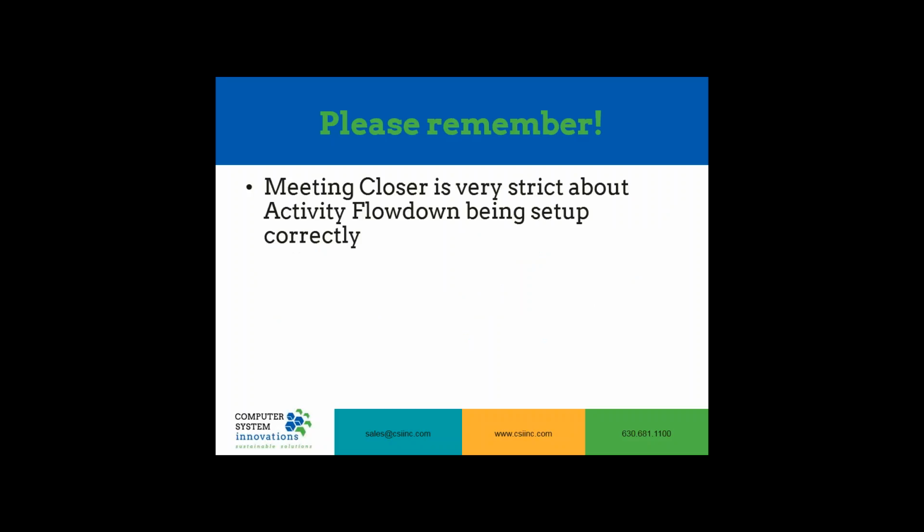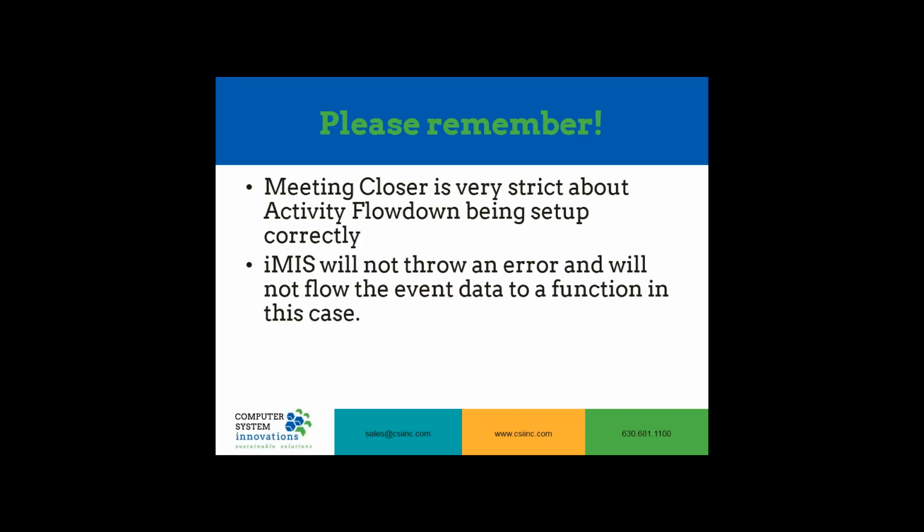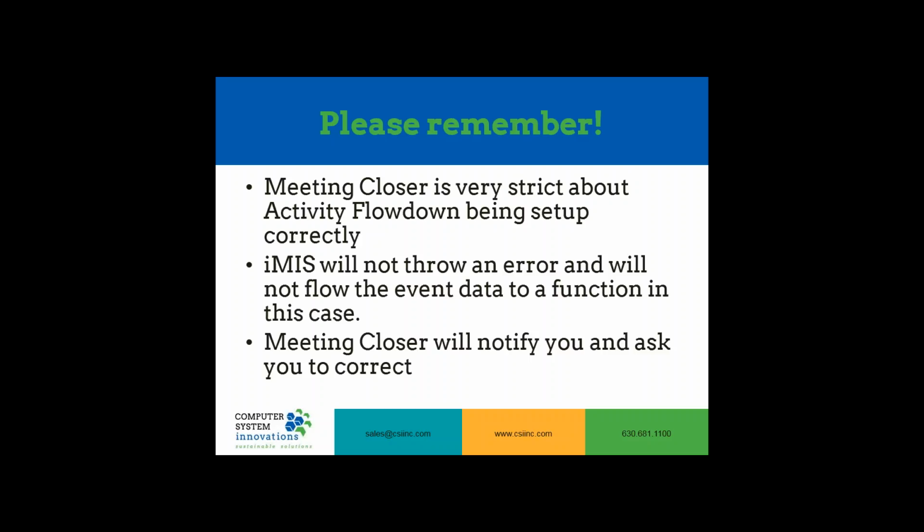Okay, activity flowdown. A lot of people don't even know what this is. It's built into iMIS, and it's the ability to take something from your event and write it to the meeting activity. iMIS doesn't care if you set it up wrong. It's going to totally ignore it. If you do something bad, it ignores it. Meeting Closer says, I'm not going to close your meeting because you've got to fix this. So it's going to notify you and tell you you need to fix this.